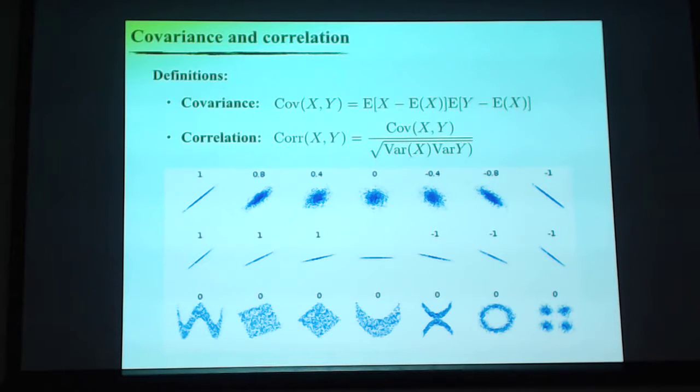Covariance and correlation. When you have more than one variable, you can define their covariance just with the generalization of the variance. It's the expected value of the deviation of x times the deviation of the mean from y. Sorry, this should be a y. I made an error here. It's a y. And the correlation is just the covariance divided by the square root of the variance of x and the square root of the variance of y.